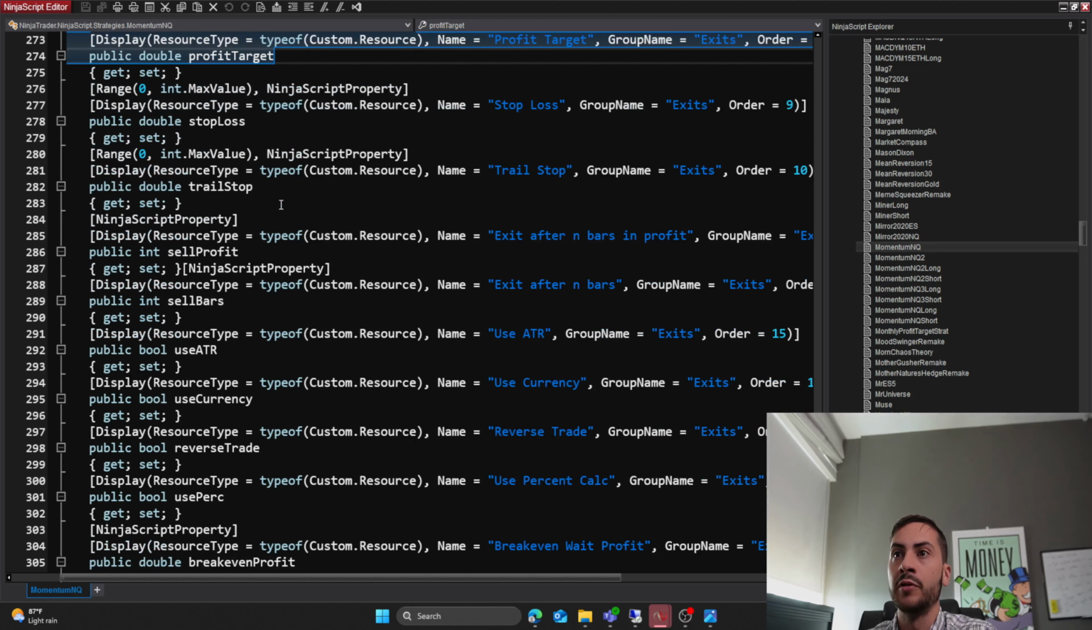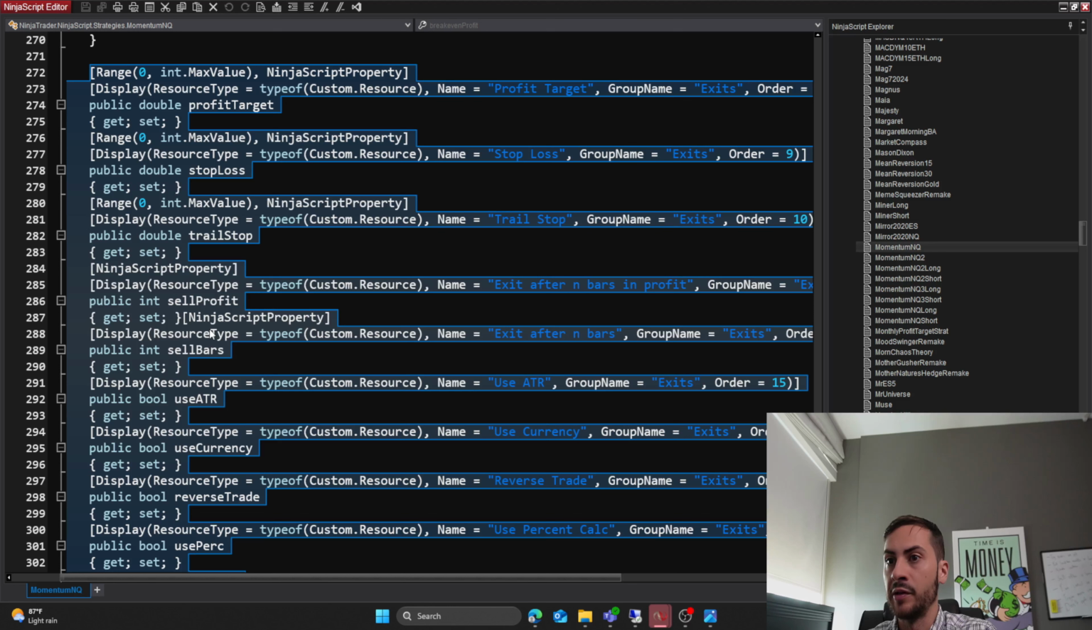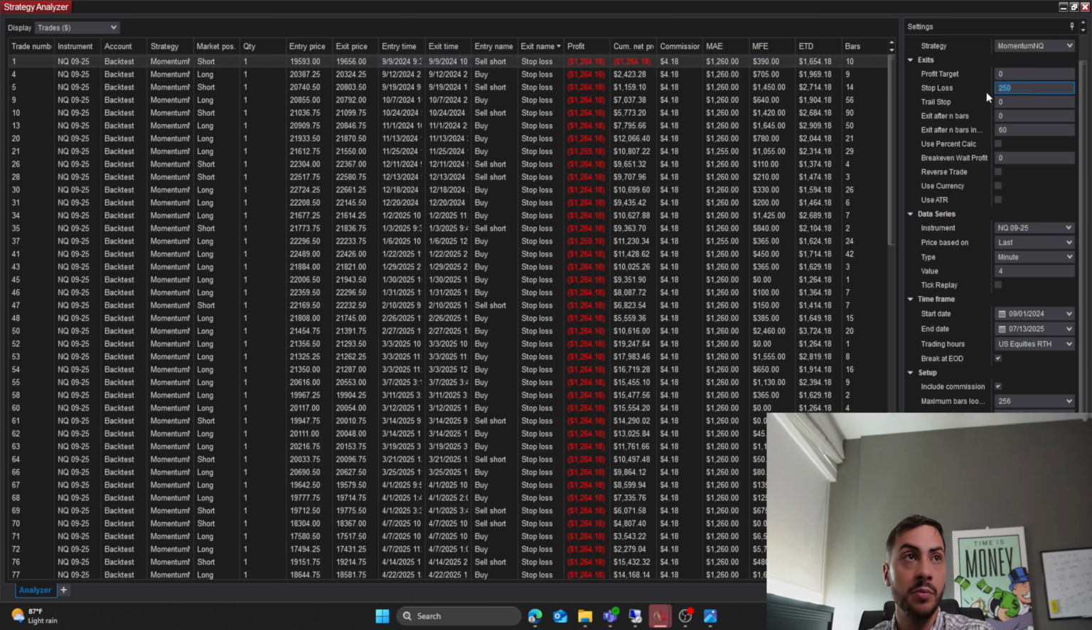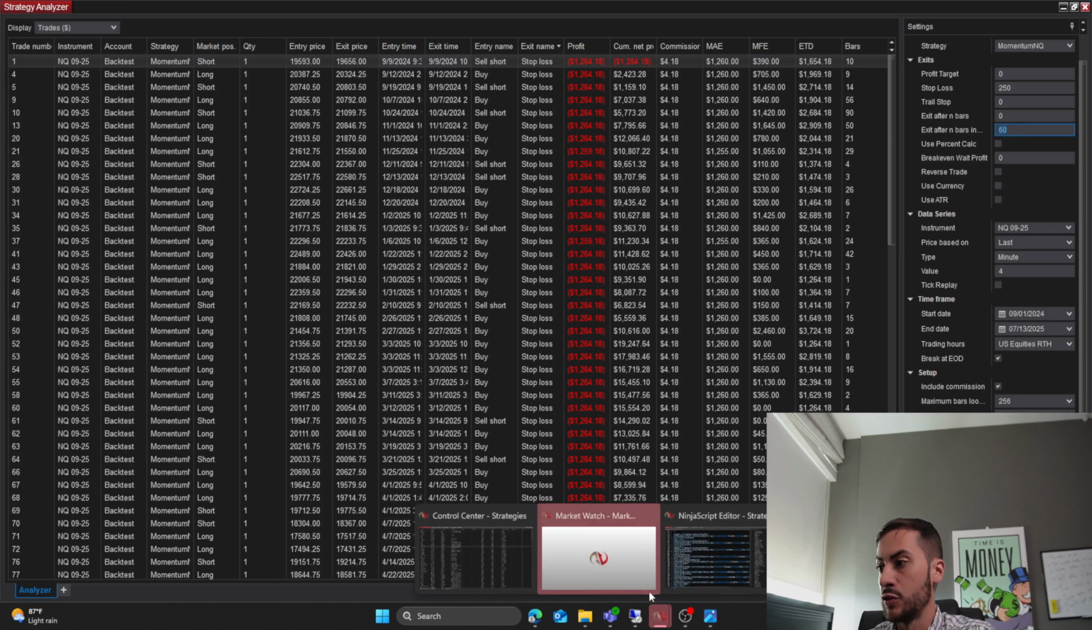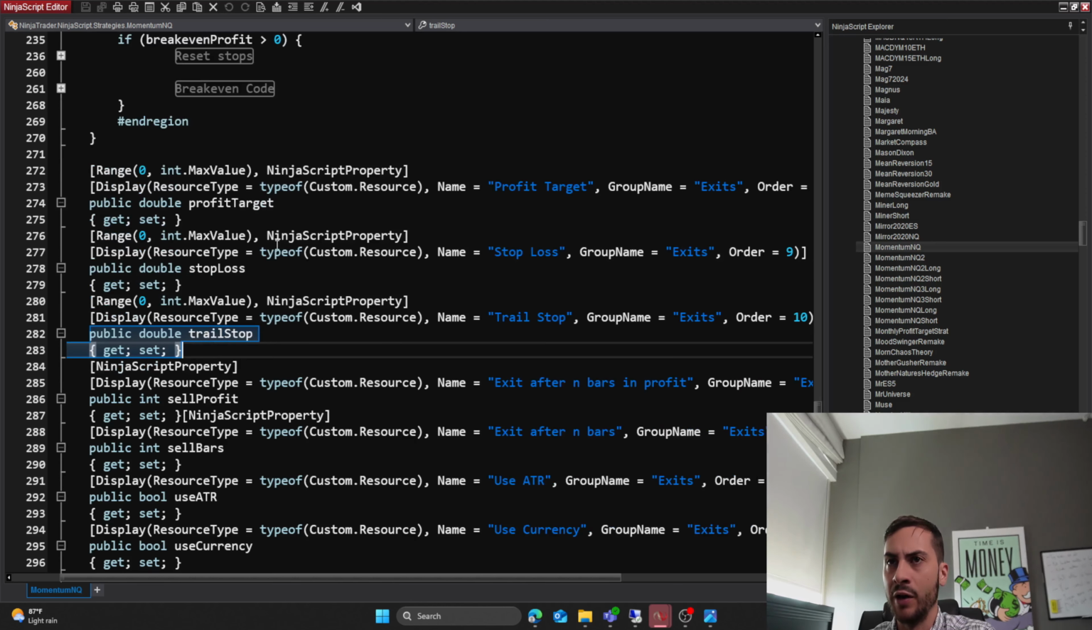So these properties allow us to see variables in the NinjaTrader UI. So anything with a NinjaScript property makes it visible. So if I go back to the strategy analyzer, see I can see stop loss here and I can change it if I want to, or exit after N bars in profit. I can change those values. So anytime you have a NinjaScript property, you can see those. I think you can hide them by overriding the display attribute, but by default it will display.